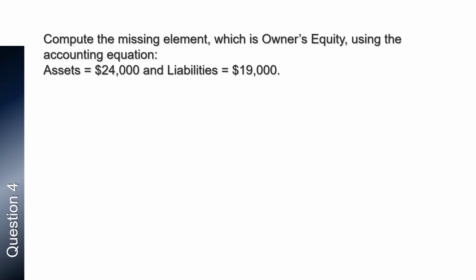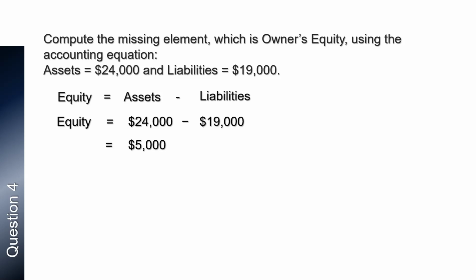Compute the missing element, which is owner's equity, using the accounting equation. To find the owner's equity, rearrange the equation. Owner's equity equals assets minus liabilities. When we substitute the values into the equation, we find that the owner's equity equals $5,000.